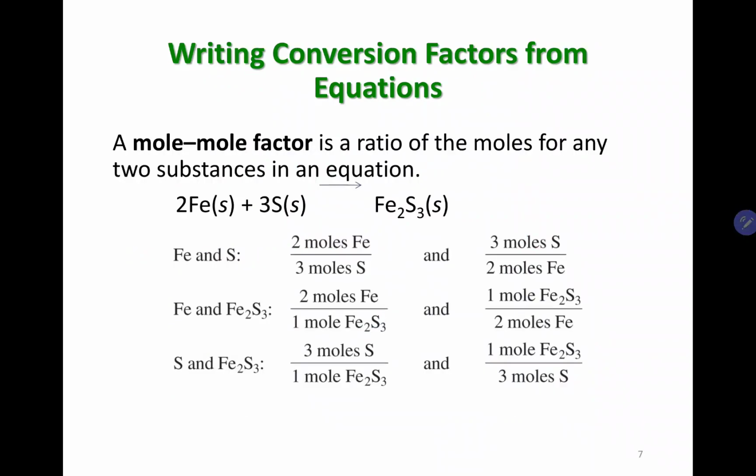So basically, using that information from the balanced chemical equation, we can come up with molar ratios, or technically we call them mole factors. Using these stoichiometric values, we can write mole factors for any two different reactants or products, or between reactants and products. Here I have given you the mole factor for iron and sulfur, iron and iron 3 sulfide, and sulfur and iron 3 sulfide.